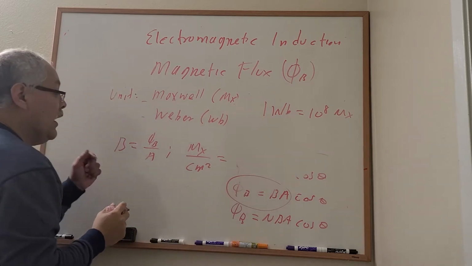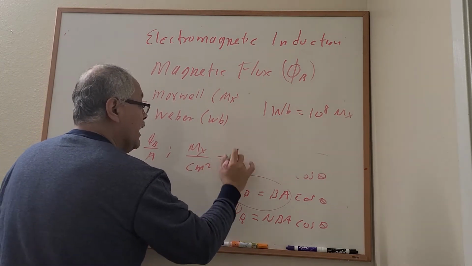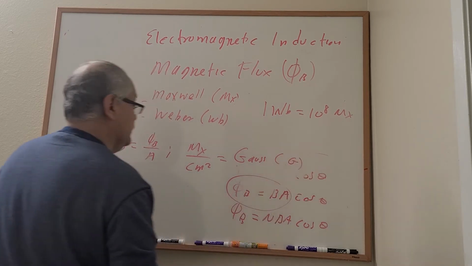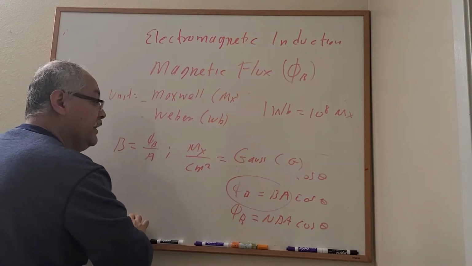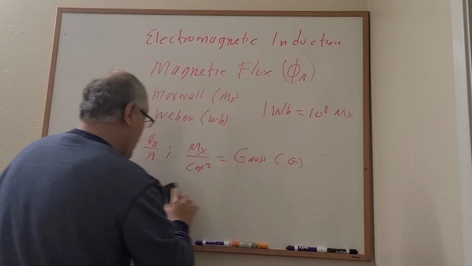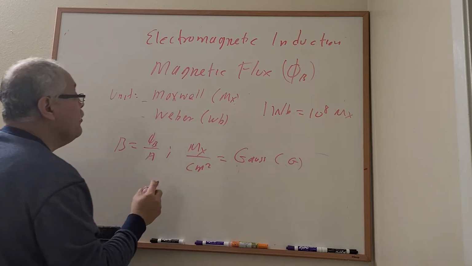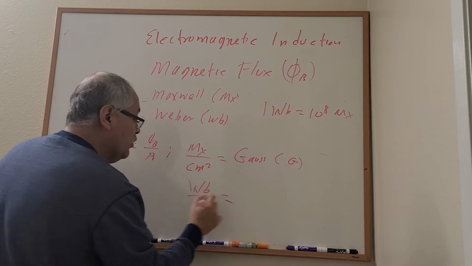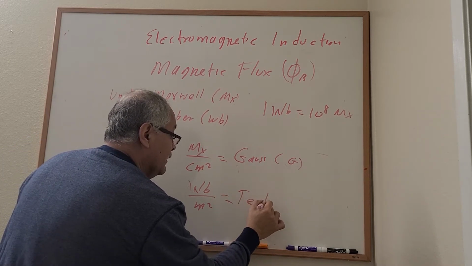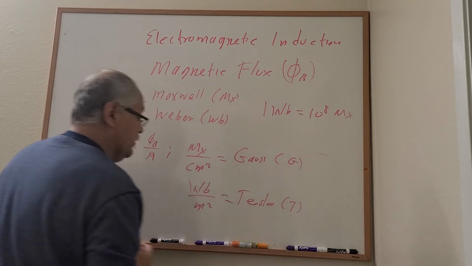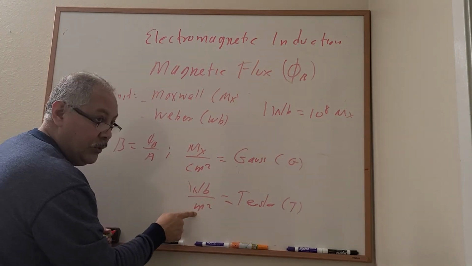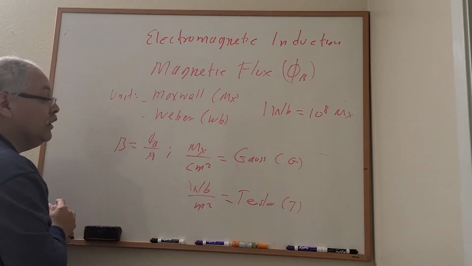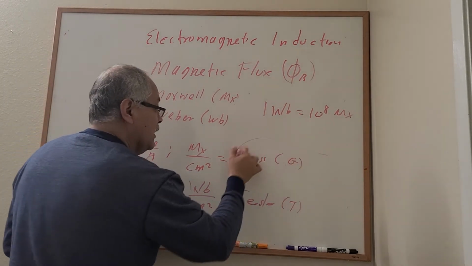In this case, the unit is called Gauss, G. That's the unit of the magnetic field. What happens if we use the other unit, when we use Webers per square meter? We call this unit Tesla, T. So Tesla is just 1 Weber per square meter. So these are the units for the magnetic field, again, Gauss and Tesla.